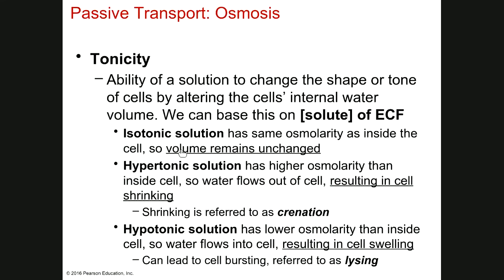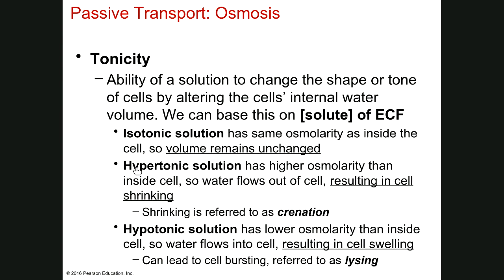You can have an isotonic situation. The prefix iso means same, or equal. So if the outside of the cell has an equal level of solute compared to the inside, then we say we have an isotonic situation, and the volume of the cell is not going to change. In other words, there will not be any movement of water. There will be no need for water to move in that case because we have equal concentrations of solute inside and outside.